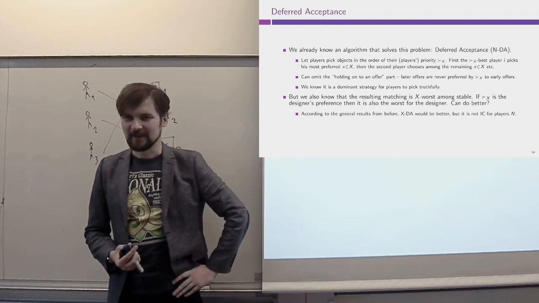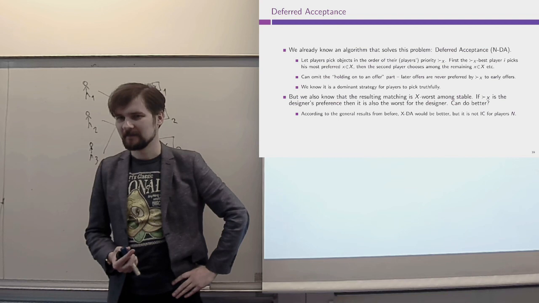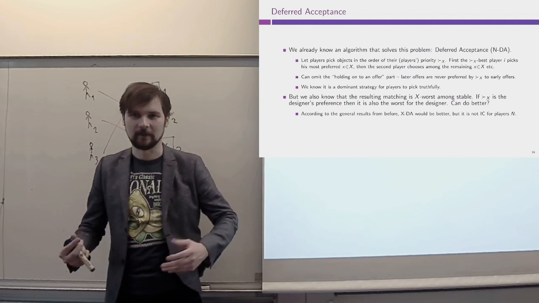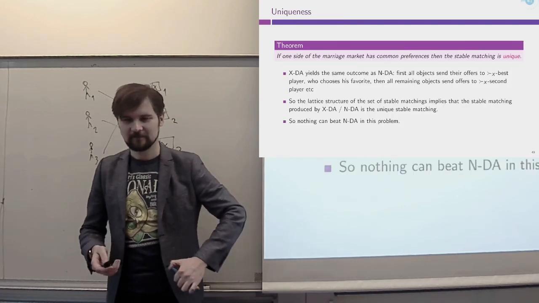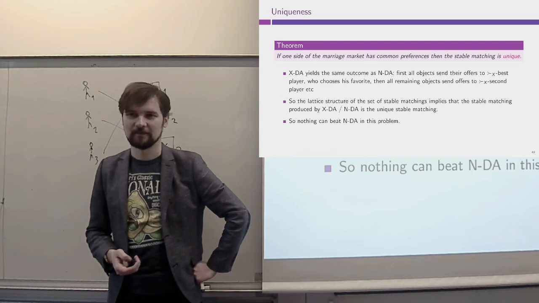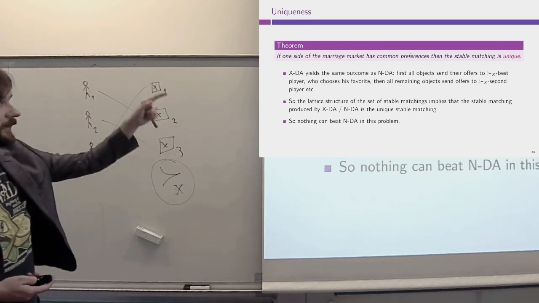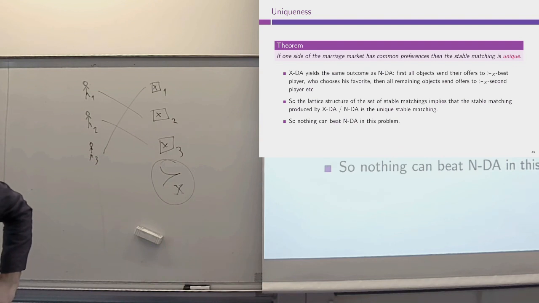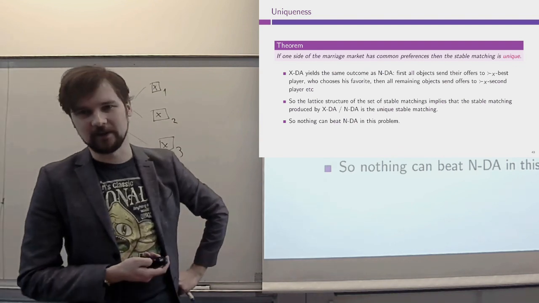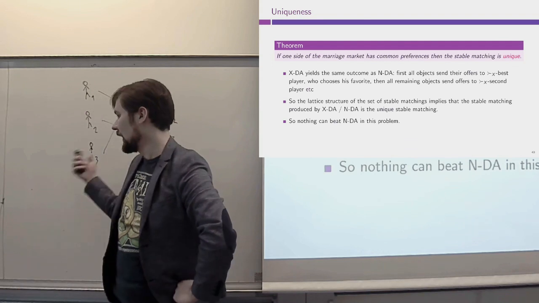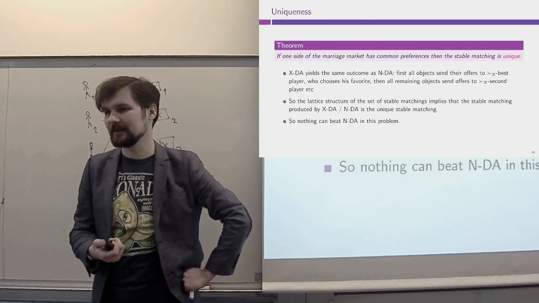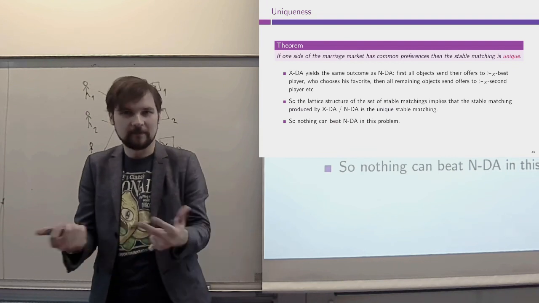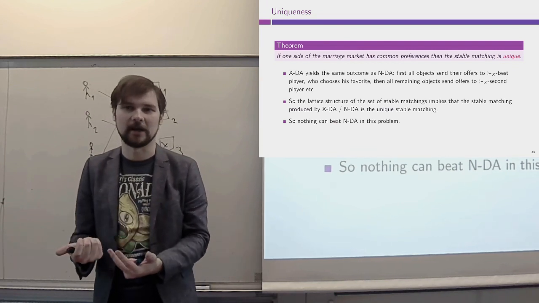The truth is, it's not a problem, in fact. We do not really care about the fact that we are selecting the worst of stable matchings, because there is just one stable matching. If one side of the market has common preferences, then the stable matching is indeed unique, meaning that our algorithm works as well as it can. It does indeed select the unique stable matching, which is by definition our favorite stable matching as the designer.